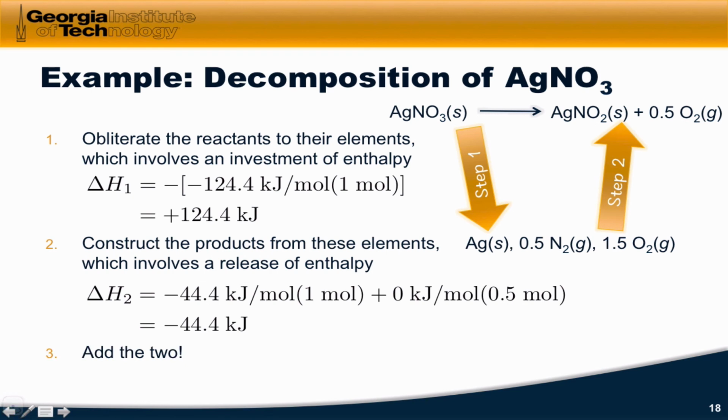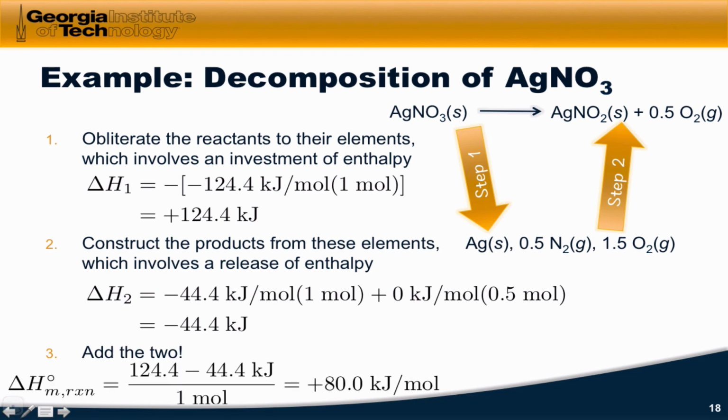To determine the overall enthalpy change of reaction, simply add the two. We have positive 124.4 minus 44.4 kilojoules. We'll divide by 1 mole, since we're looking at 1 mole of reaction events here, and what we get is positive 80 kilojoules per mole for the enthalpy change of reaction for this process. So that's pretty nice. We've blown it up and slowed it down and done it systematically, but ultimately what we can do is use the enthalpies of formation of the reactants and products to calculate, using a very straightforward sum, the enthalpy change during a reaction.